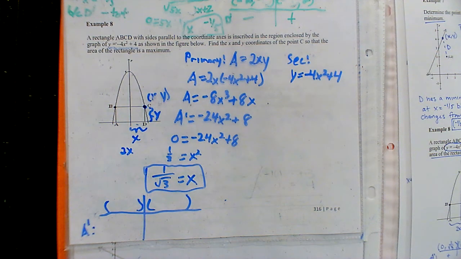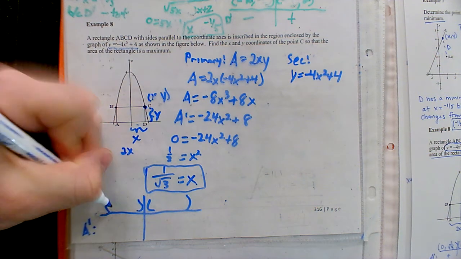Did we all get the same value for our x? 1 over the square root of 3. Now, you may have gotten square root of 1/3. Well, you can have the square root of the top over the square root of the bottom, so square root of 1. That's why I just have 1 over square root of 3. It's the same answer if you left it like that.